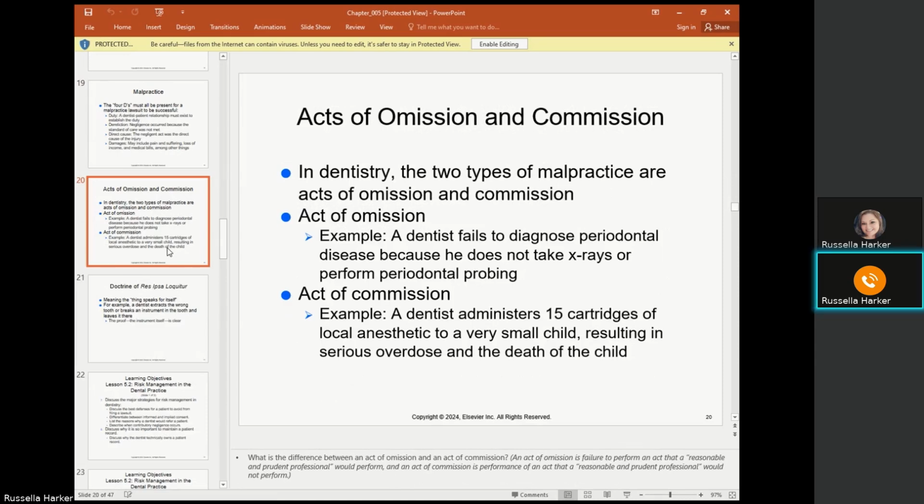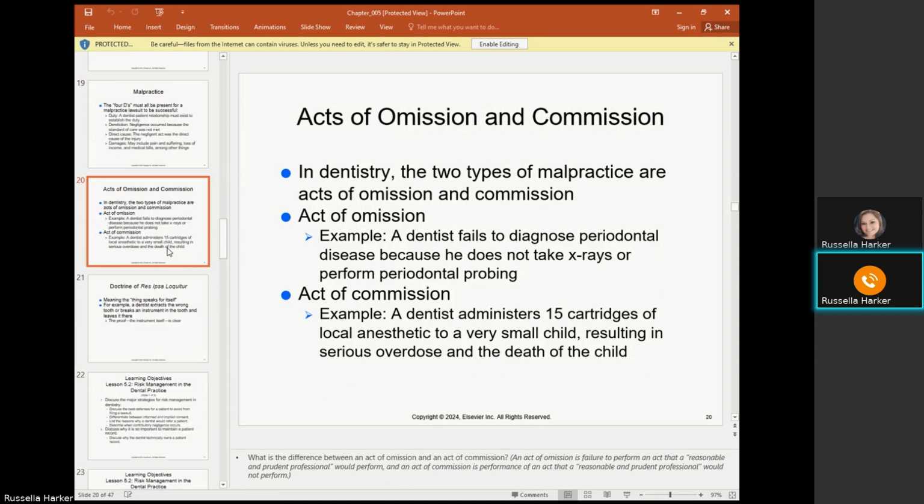So if a patient had periodontal disease and it didn't get diagnosed because the doctor wasn't taking x-rays or doing the periodontal probing for the periodontal screenings, that is an act of omission because they failed to do something they needed to do to make the treatment successful. An act of commission is just the opposite. That is when they do something, they commit an act of commission.